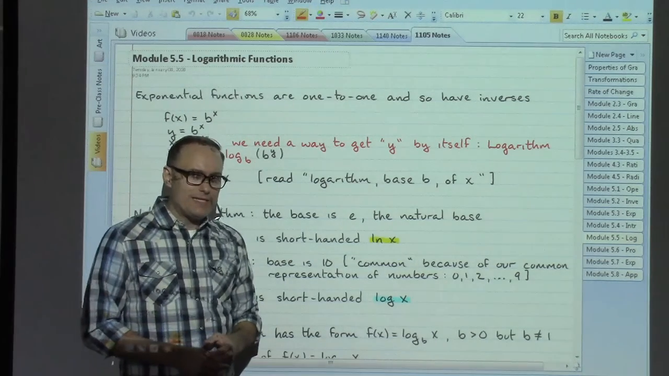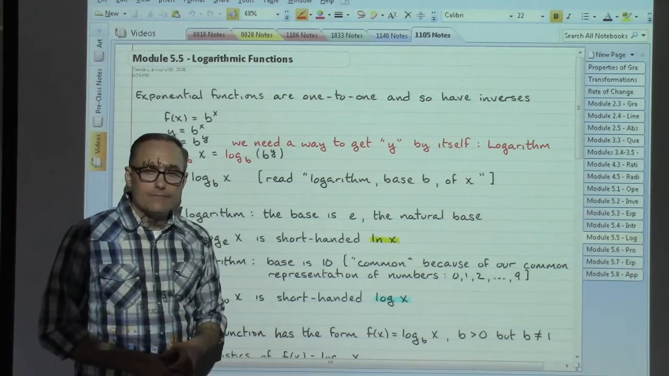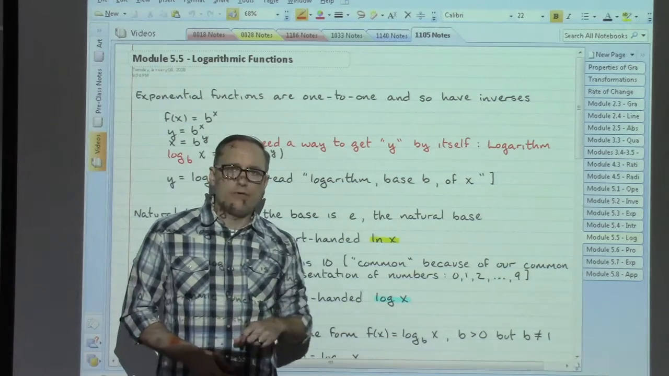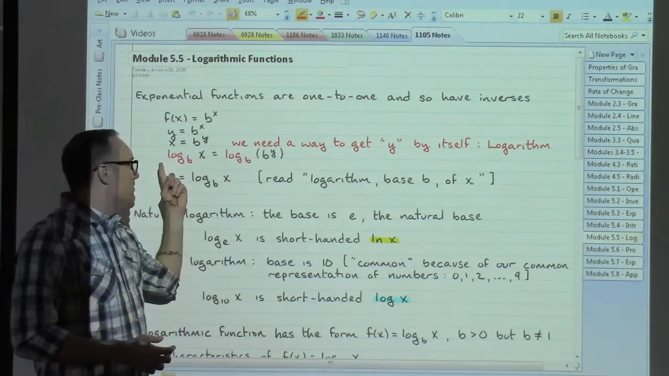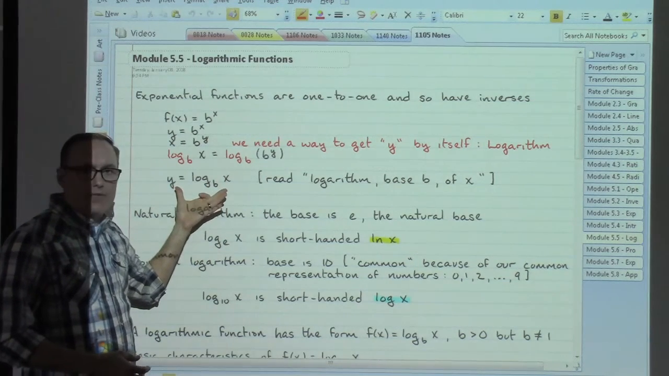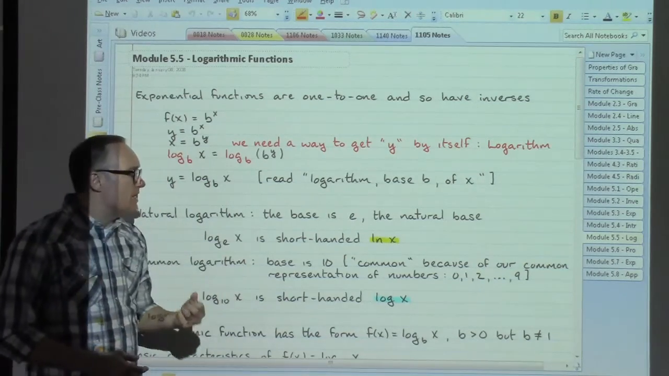until the early 1600s and a guy named Napier who said, oh, you know what? I'm going to create something. I'm going to call it a logarithm, and the logarithm is going to be equal to a power, and that's how that's going to go. We're going to give it this kind of notation.